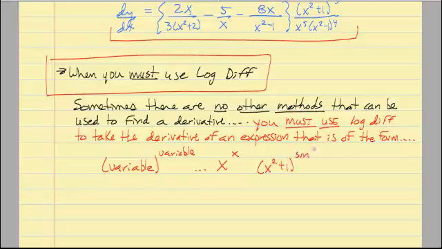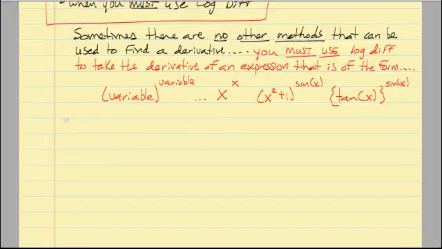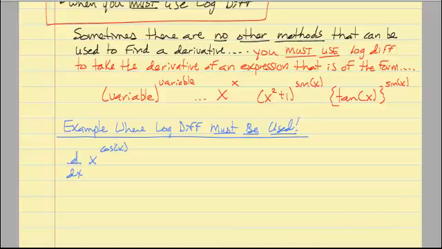I could have x squared plus 1 to the sine of x, and again, I have to use logarithmic differentiation on this. Another one would be the tangent of x to the sine of x. And again, logarithmic differentiation. So, let's go ahead and look at an example of a problem where I'm actually having to use logarithmic differentiation.